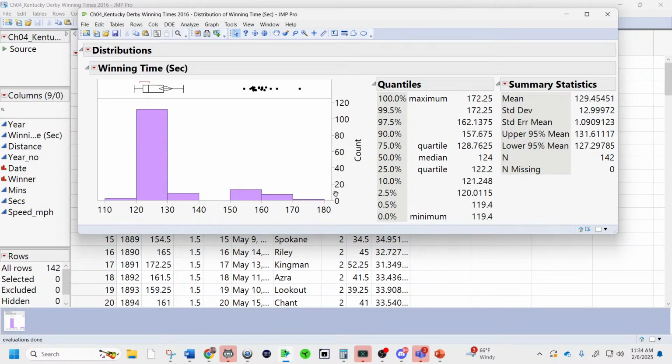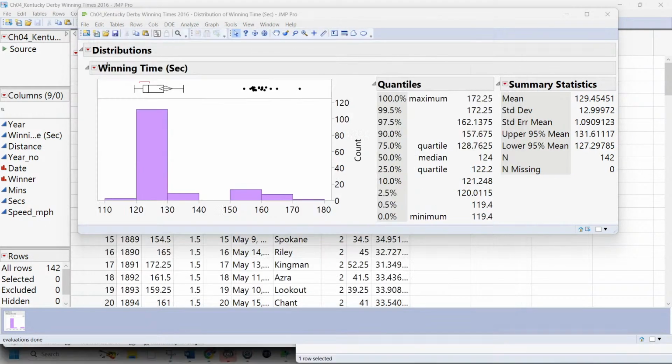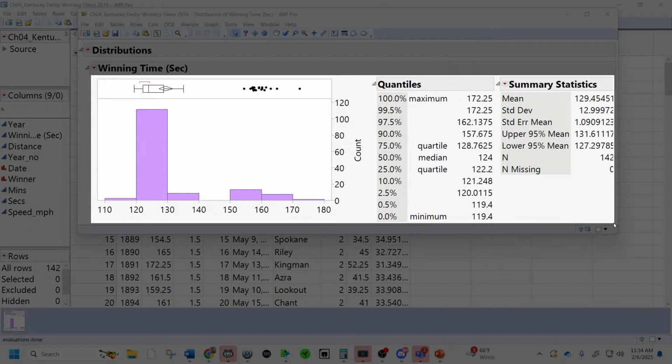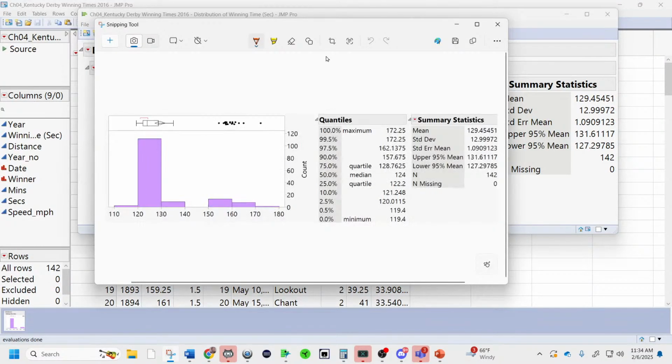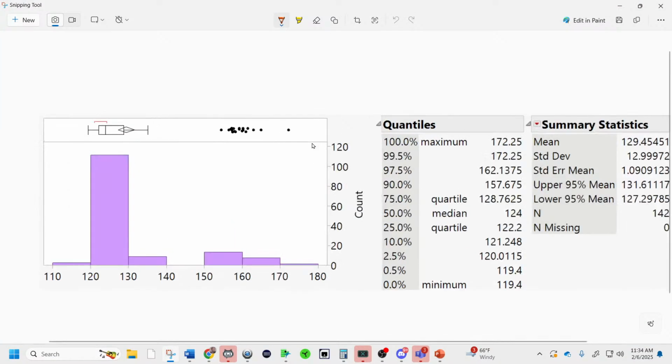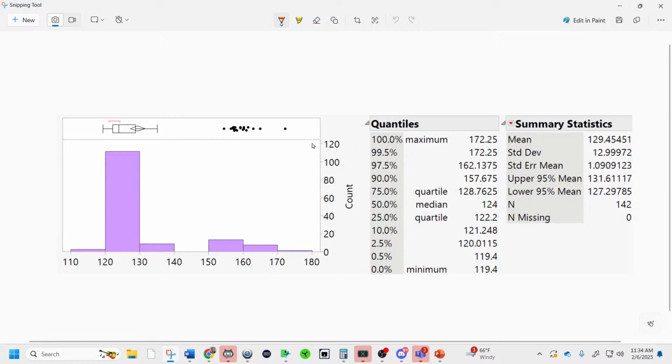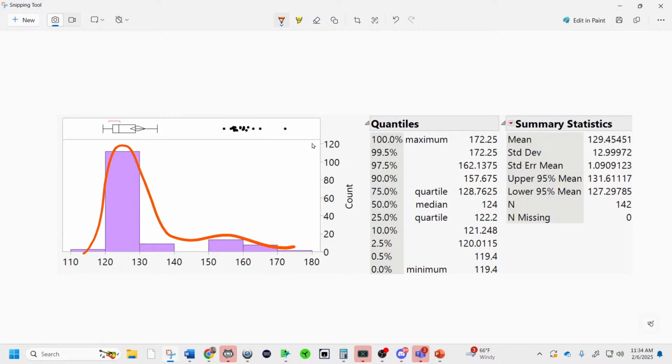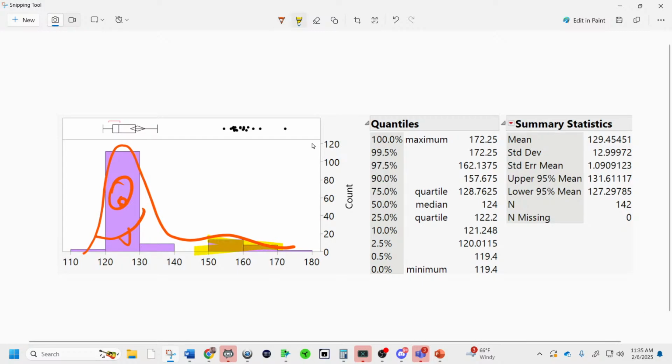There we go. And with this, what do you notice about the mean versus the median of this histogram? What do you notice about it?